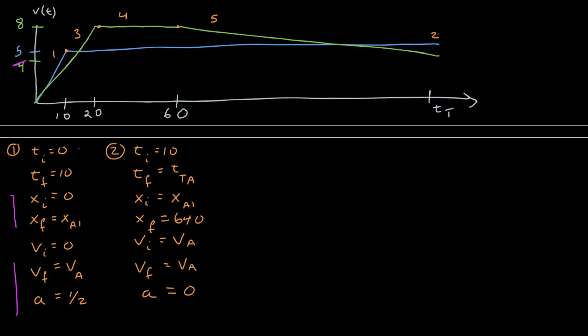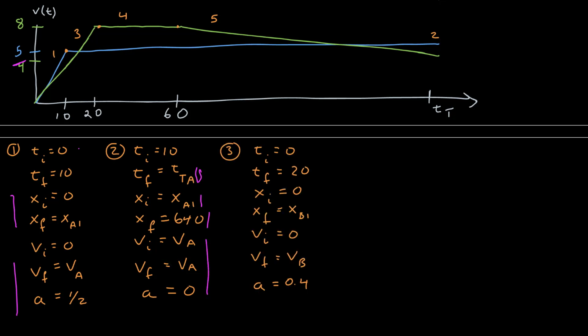If I were to set up the second stage for car A, then its initial time is the final time from before. It has some total time for car A. I don't know what that is. Final position is the end of the race, and it's at a constant speed with 0 acceleration.